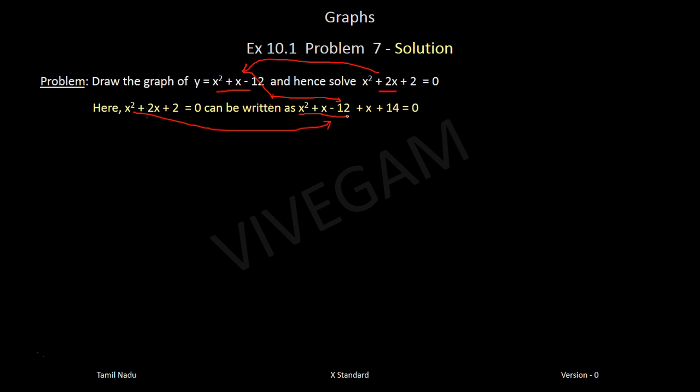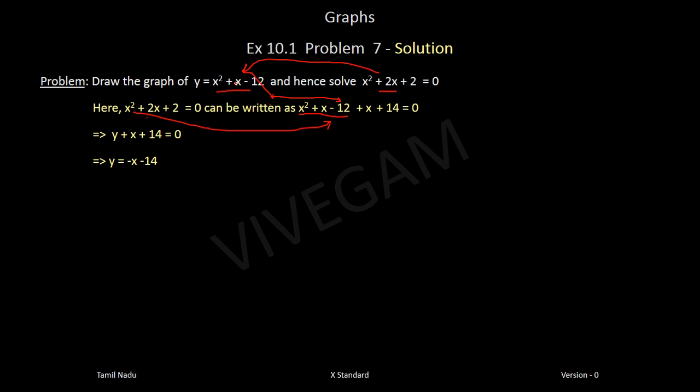So here this is nothing but y. So this can be written as y plus x plus 14 equal to 0. So that is what I've done here. I've replaced this with y. So then it becomes y plus x plus 14, or y will be equal to minus x minus 14. So this equation now is written this way. You got it? So what did I say? We have to write this equation in terms of this.